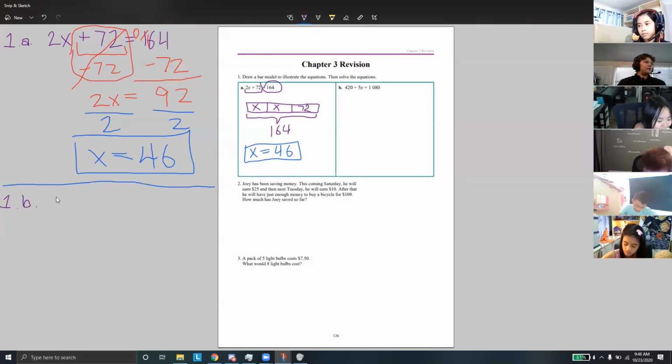1b, 420 plus 5x equals 1080. So we want to find out what just one x is.